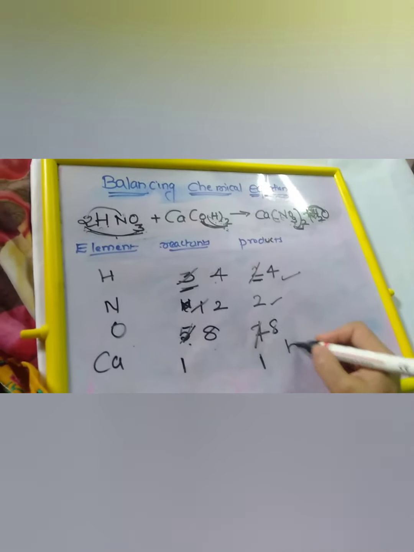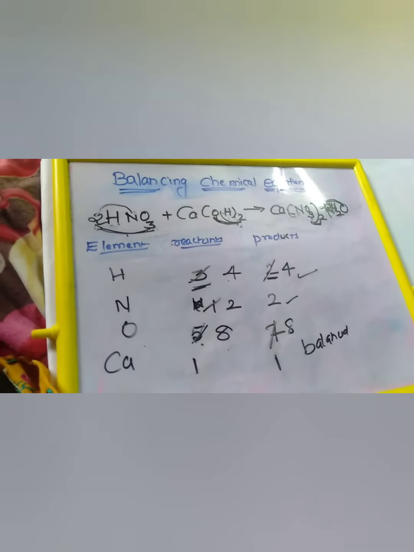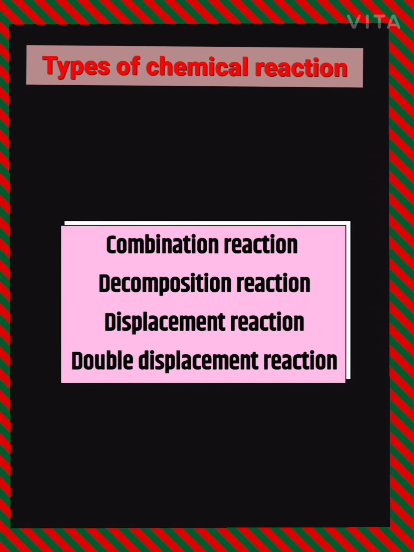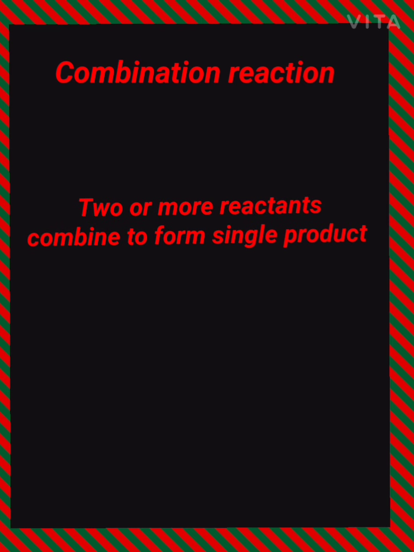Now it's calcium. Calcium is 1 here. Here also calcium is 1. So now your equation is balanced. Let us see the different types of chemical reactions. They are combination reaction, decomposition reaction, displacement reaction and double displacement reaction. Let us see the first one, combination reaction. Here 2 or more reactants combine to form a single product.